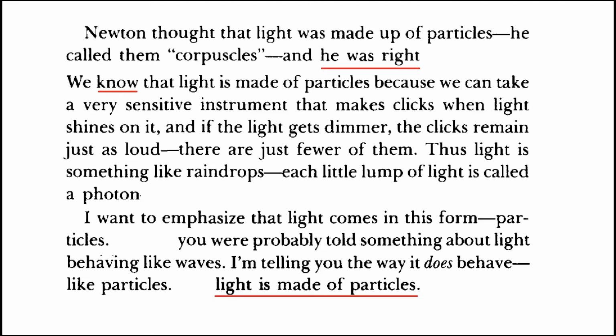We know, I like that word, we know, they know everything. That light is made of particles because we can take a very sensitive instrument that makes clicks when light shines on it. And if the light gets dimmer, the clicks remain just as loud. There are just fewer of them. Thus, light is something like raindrops. Each little lump of light is called a photon. I want to emphasize that light comes in this form, particles.